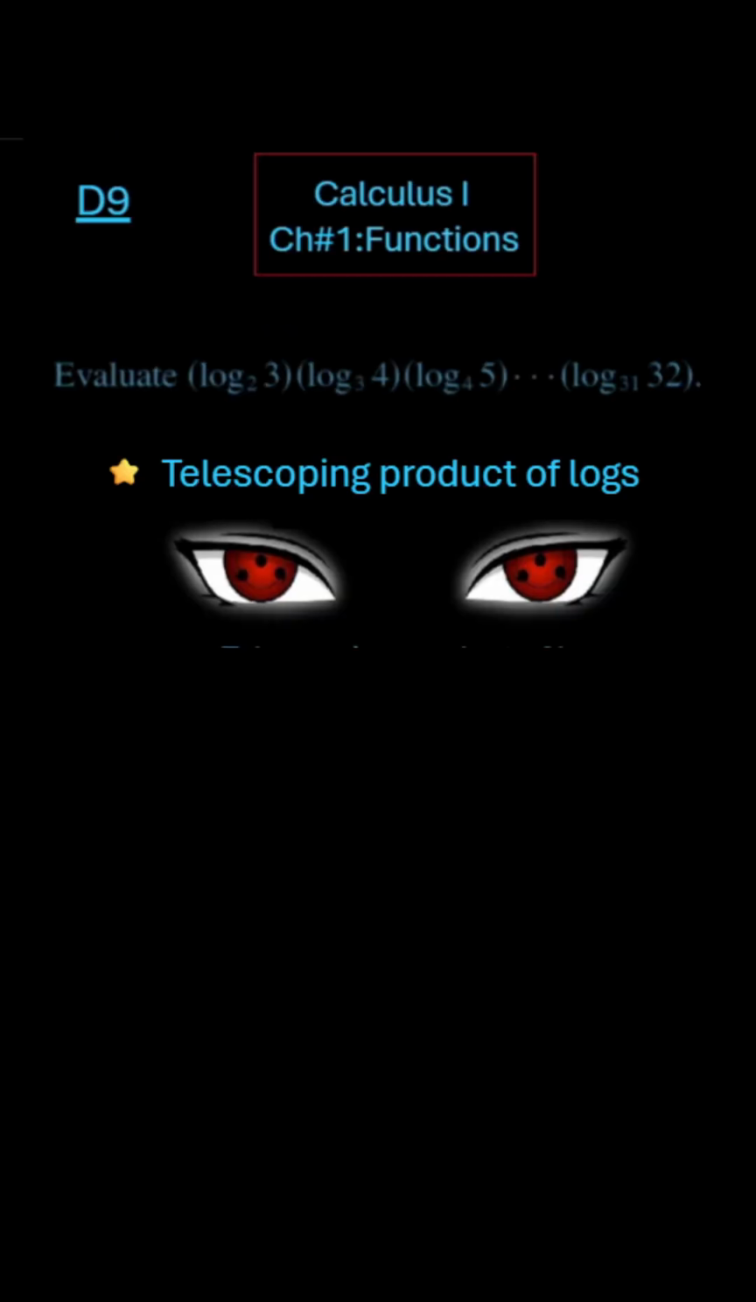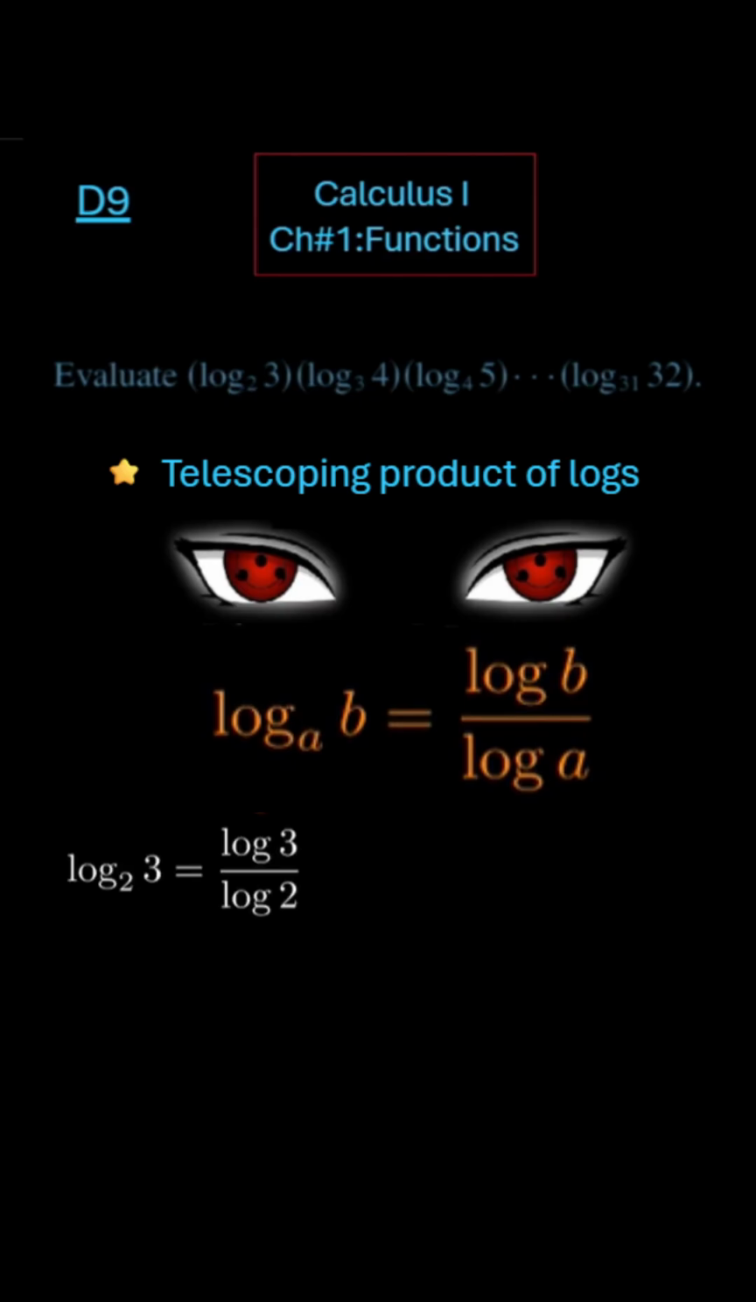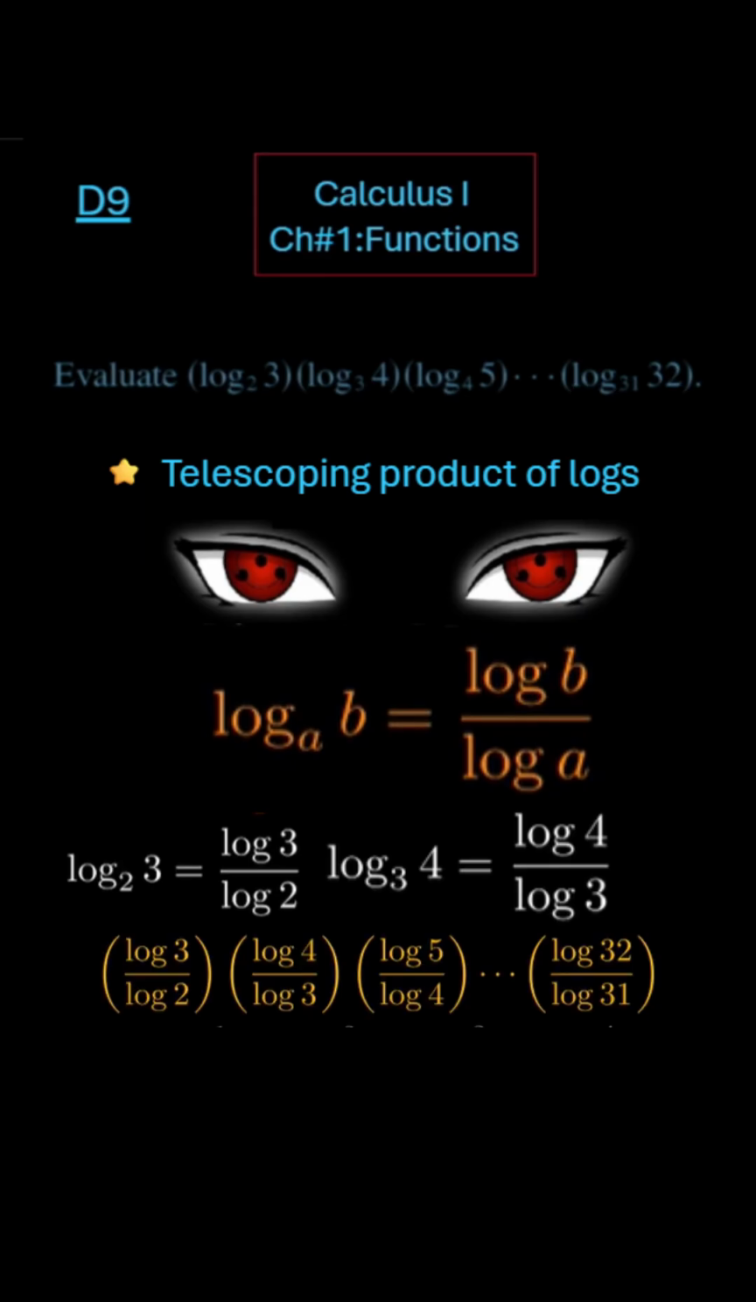In this lesson, we'll learn how to find the result of a telescoping product of logs. First, recall the change of base rule for logarithms. Log base a of b can be written as the logarithm of b divided by the logarithm of a. Using this rule, each term in the product is rewritten. Log base 2 of 3 becomes log of 3 divided by log of 2. Log base 3 of 4 becomes log of 4 divided by log of 3. This pattern continues until the final term, which is log of 32 divided by log of 31.